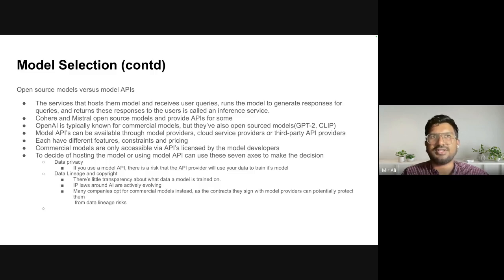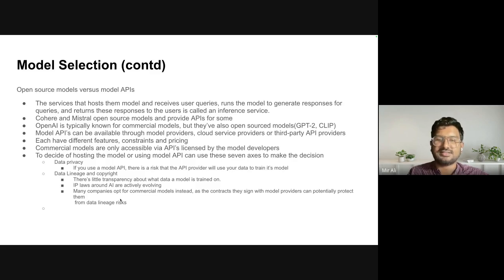Now, in the book, they have already given reference to a Samsung use case where the data had been breached, where Samsung employees sent private documents into ChatGPT, and it was able to be found. Now, data lineage and copyright. There is very little transparency about what data a model has been trained on. So a lot of IP laws and regulations around AI are still evolving.